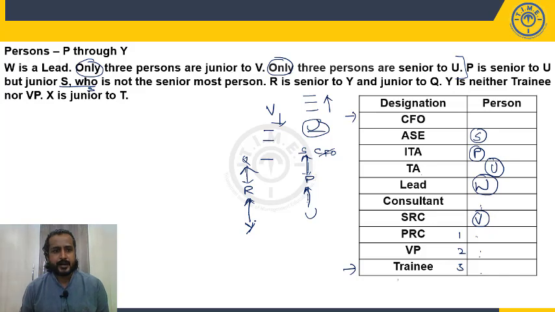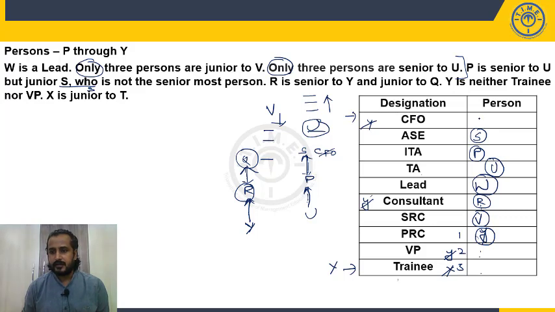Y, what is given? Y is neither trainee nor VP. So Y will not come here, nor here, nor here. Before Y, minimum 2 are required, R and Q. So can I take Y here? No, Y cannot be the CFO. Can I take Y consultant? No, if I take Y consultant, before Y I can fix only CFO position. So it is not Y. So the only position is PRC. So Y is here.